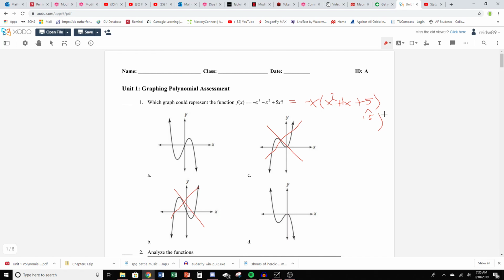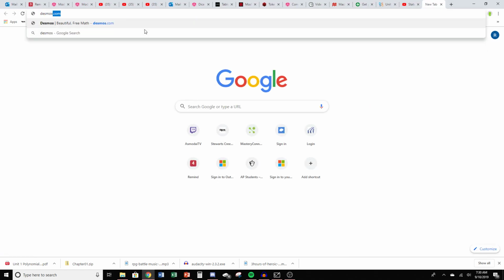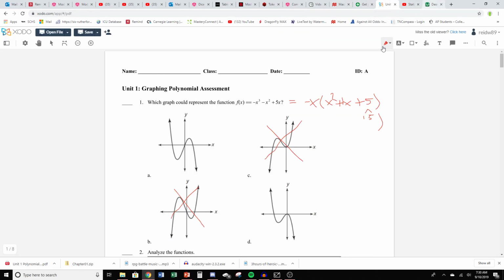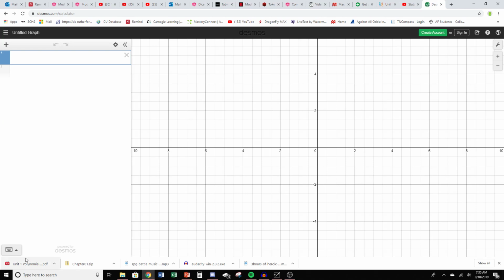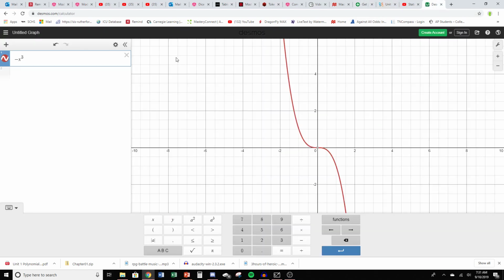So we know that we can't find exact factors for this, but we do know one of the zeros is 0, and the other one, if I do the quadratic formula, I can figure out what this is. But let's just go ahead and graph it. That just makes it so much easier for us. Let me go to Desmos. And we are going to type in negative x cubed minus x squared plus 5x.